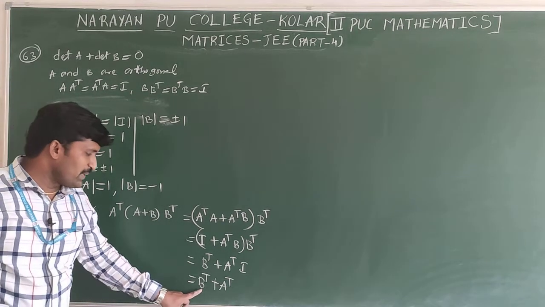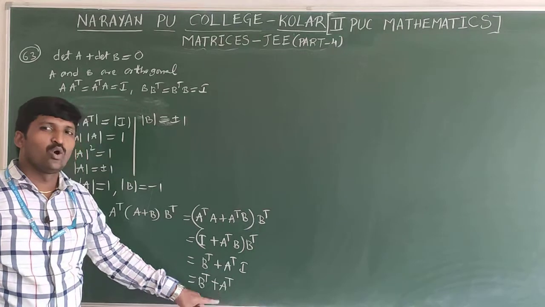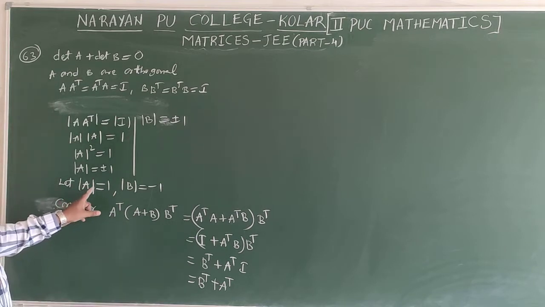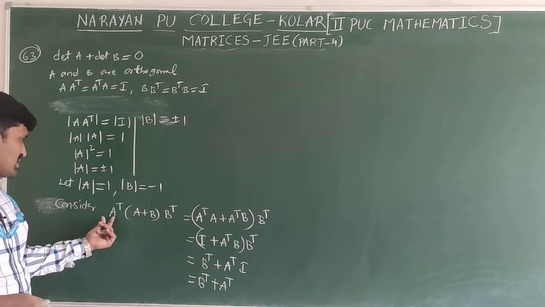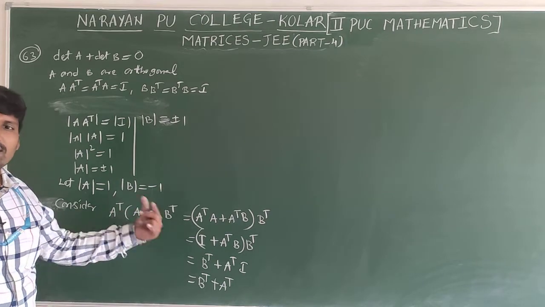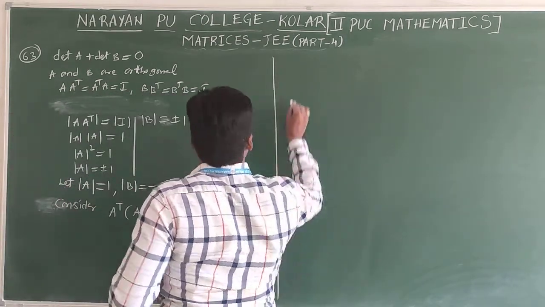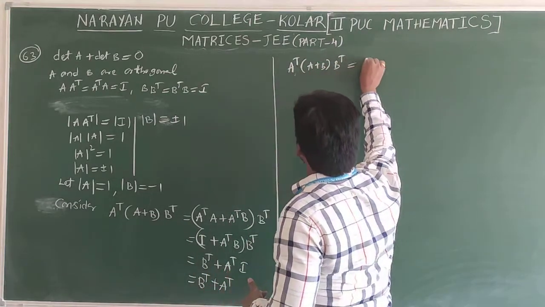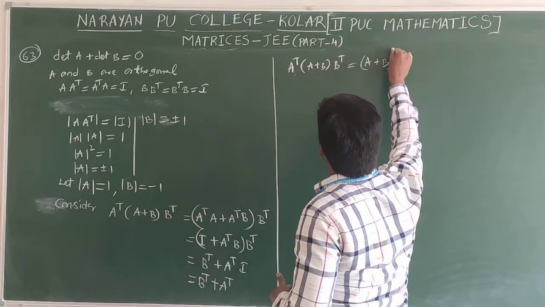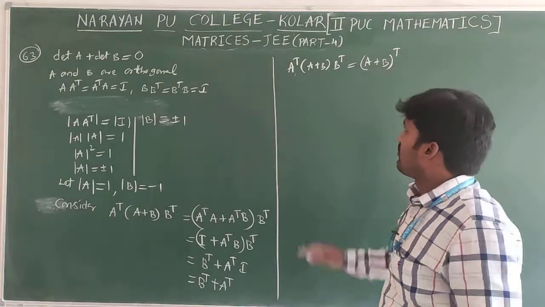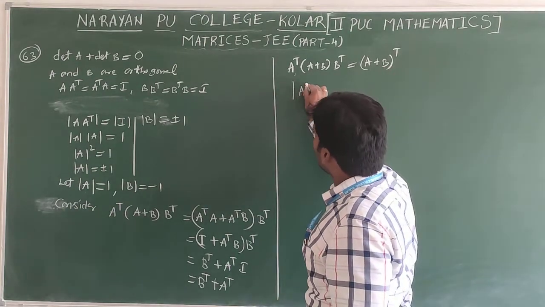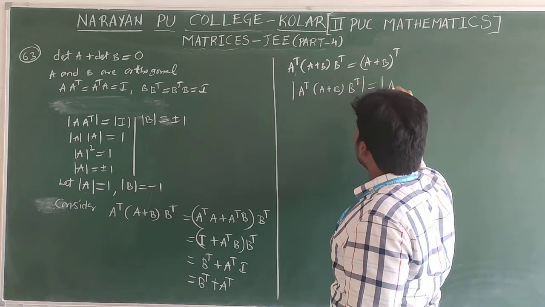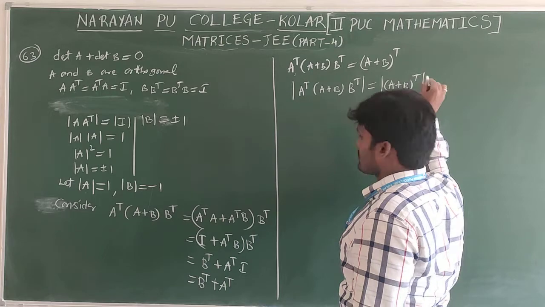Look once: B transpose plus A transpose, we can write as A plus B whole transpose. That's why I am taking this concept. If you apply determinant for this, already we know det A and det B, so det of A transpose and det of B transpose also will be the same. Now from this, A transpose into A plus B into B transpose, the right side value we can write as A plus B whole transpose. Now we apply determinant on both sides: det of A transpose into A plus B into B transpose equal to det of A plus B whole transpose.